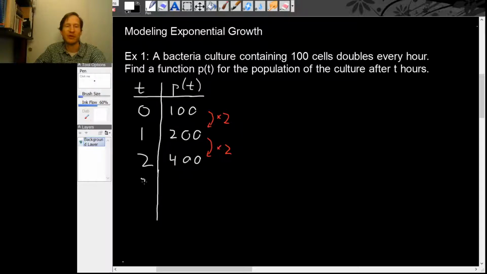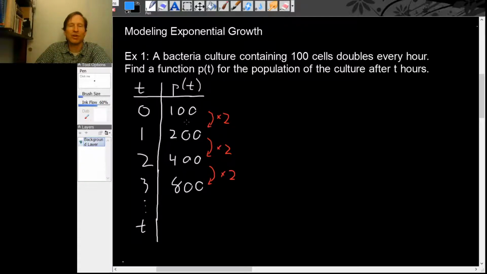And let's do one more line. After 3 hours, we double again, so now there are 800 cells. And to get from line 2 to line 3, we multiplied by 2. Well, what we really want is to know what would go down on line t in this table. So what we need to do is look for a pattern here.